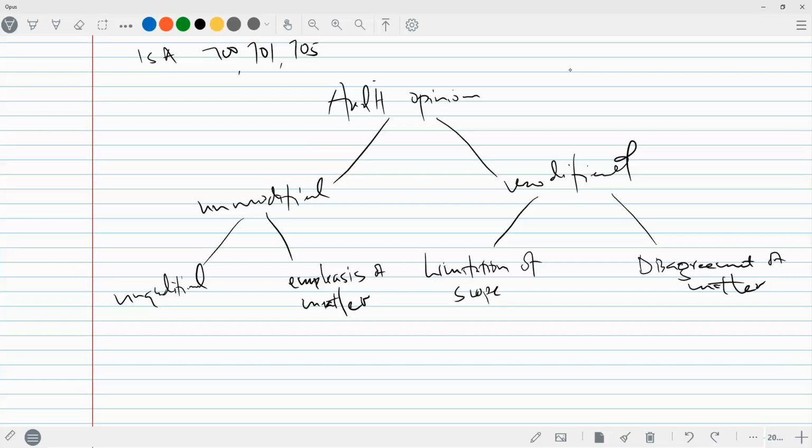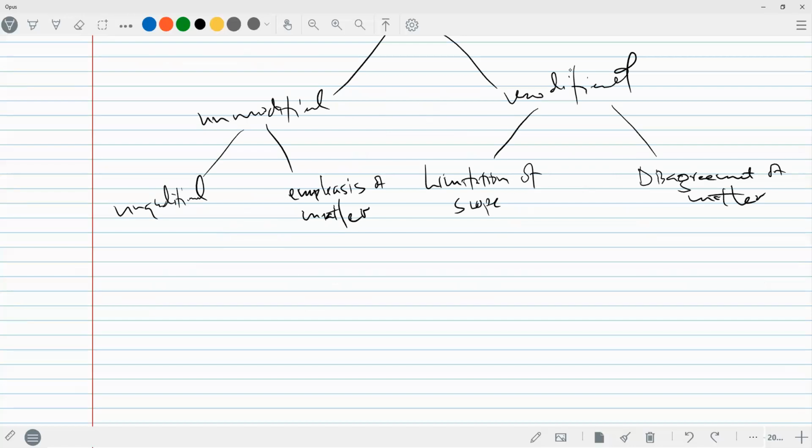Now, if there is scope limitation, since you are unable to apply the procedure, there is a chance that misstatements exist. If there is misstatement that does exist, are those misstatements material? Let me repeat. Because of scope limitation, there could be misstatement. If there is a chance there could be misstatement, the next thing is, are those misstatements material or otherwise?